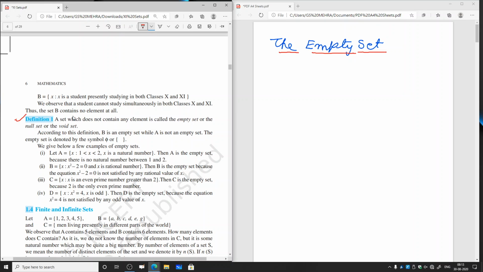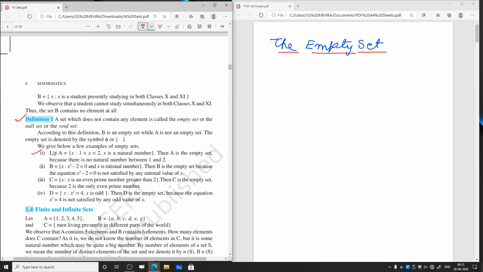Empty set. A set which does not contain any element is called the empty set or the null set or the void set, and is denoted by phi or by an empty set. For the empty set, we just make the curly brackets and keep them blank. So that is the empty set.